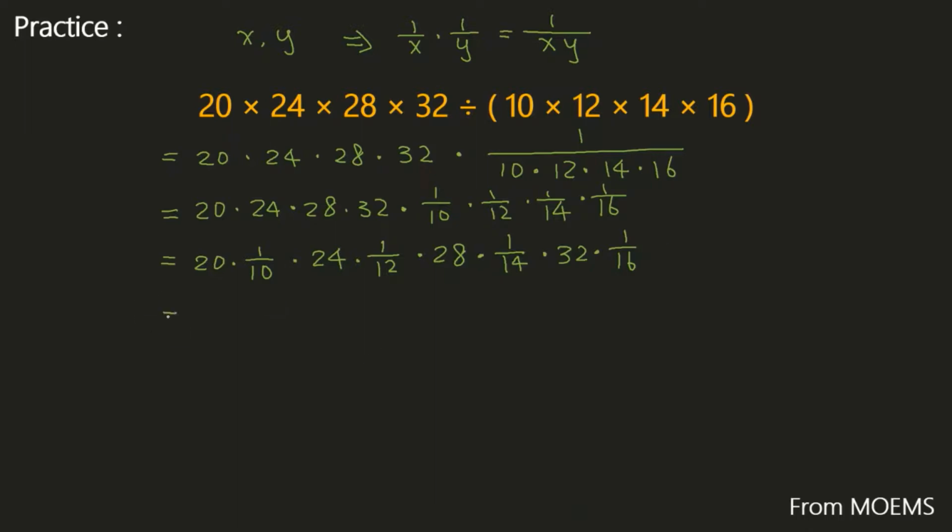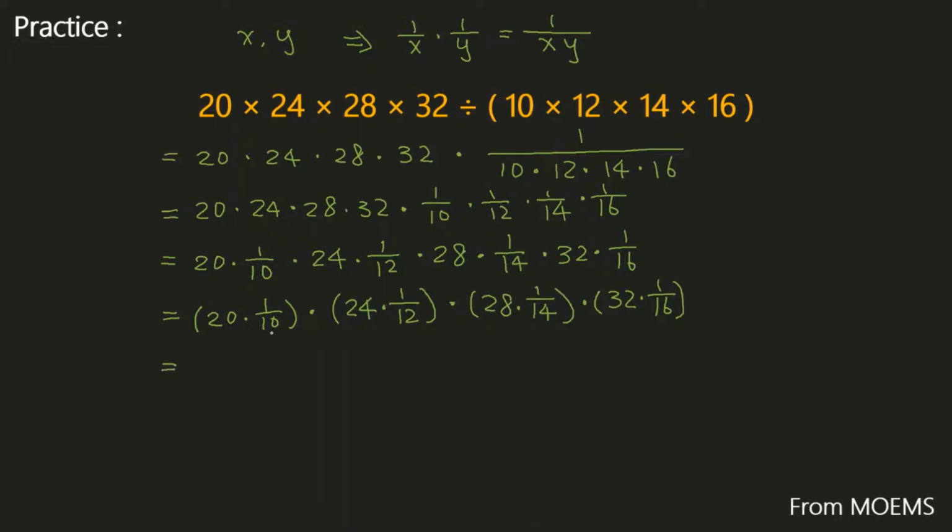Okay, in our next step, we're going to use associative property, and we're going to group 20 and 1 over 10 together, 24 and 1 over 12 together, and so on and so forth for the next two terms. So it becomes 20 times 1 over 10, times, we're going to group 24 and 1 over 12 together, times grouping 28 and 1 over 14 together, times 32 times 1 over 16 grouped together.